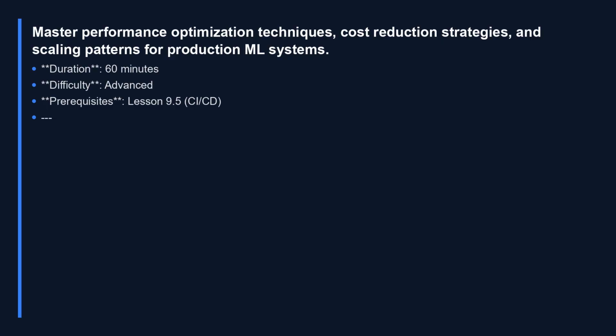Learning Objectives. This is the capstone lesson of the Production Deployment module, and it's where everything clicks. You'll master performance optimization techniques, cost reduction strategies, and scaling patterns that take your fine-tuned model from "it works" to "it's production ready." Budget about 60 minutes for this one. It's advanced material, but if you've come through Lesson 9.5 on CI/CD, you have exactly the foundation you need.